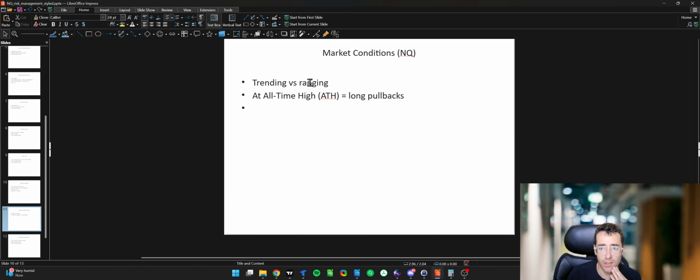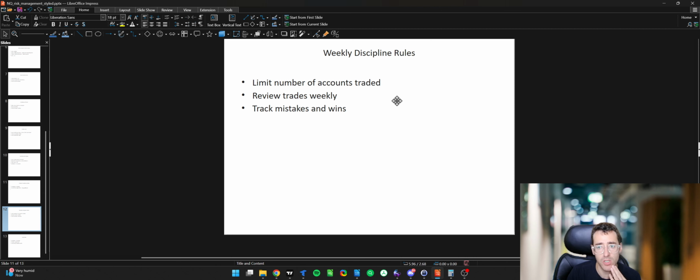Okay, so let's see here. Market condition, trending versus ranging, right? That's not really risk management, but all-time high, long pullbacks. That's just really market conditions.